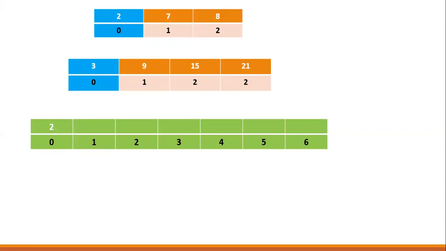0, 1, 2, 3, 4, 5, 6. Okay, which means there are total 7 elements. Now what has happened? We have started with comparison from the first element of array 1 and the first element of array 2. Whether 2 is less than 3. 2 is less than 3. Yes, the element of array 1 is less than array 2.